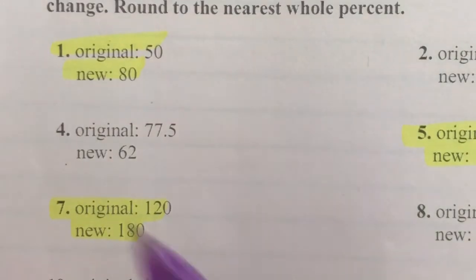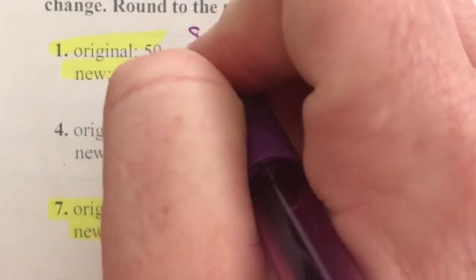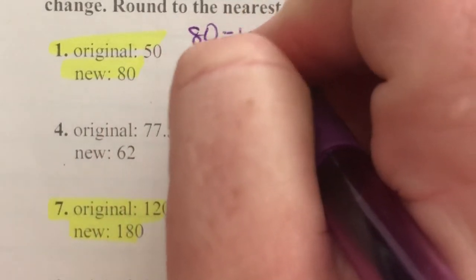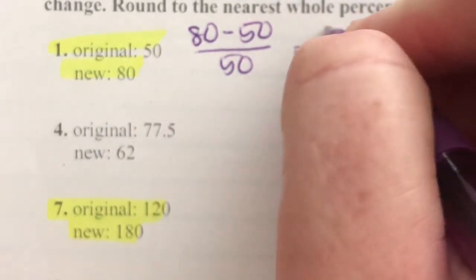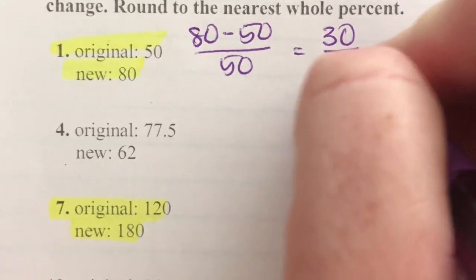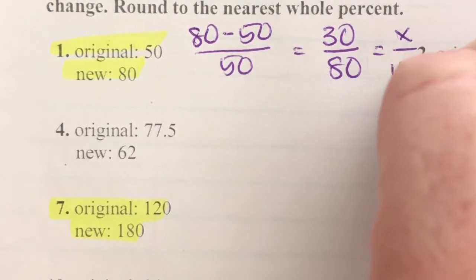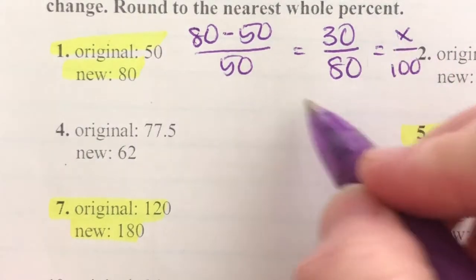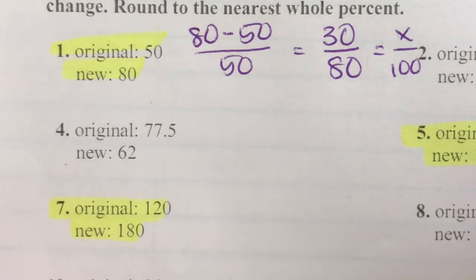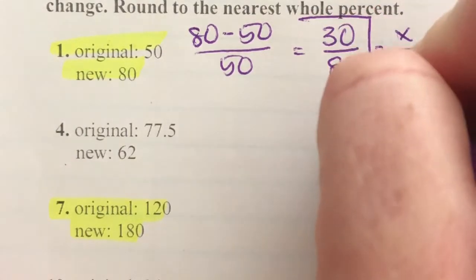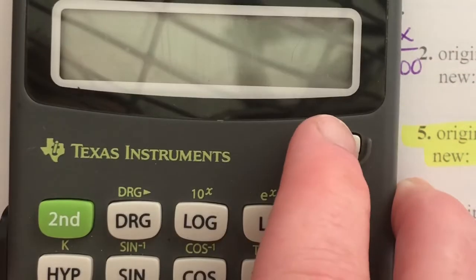All right, number 1, we have original 50, new 80, right? So we're going to do new minus original over the original, which is equal to 30 over 80. Now, you have options here. You can either set this equal to x over 100 and cross multiply and solve for x, and x will be your percentage, or you can just take this fraction right here and divide it, change it to a decimal.